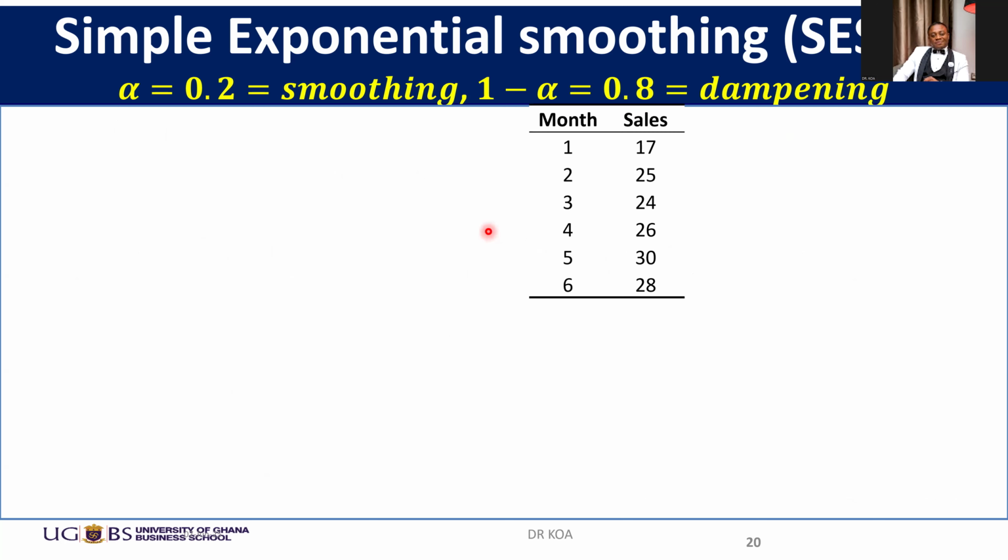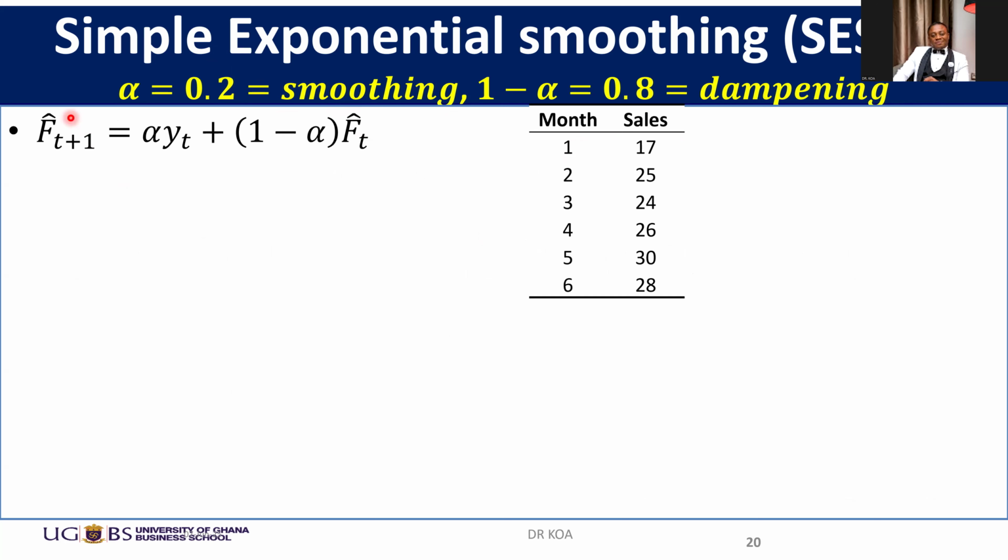But for now, let's see how we can apply it to our data. We're going to take an alpha value of 0.2, which is the smoothing factor, which means that automatically the 1 minus alpha, the dampening one, which Excel calls it, is 0.8. We're going to substitute that into the formula for the first one. Let's look at the formula first. This is the formula now.